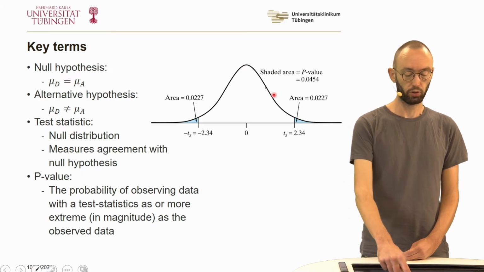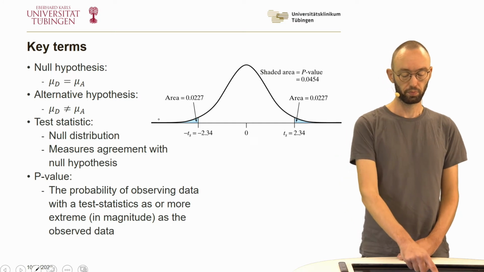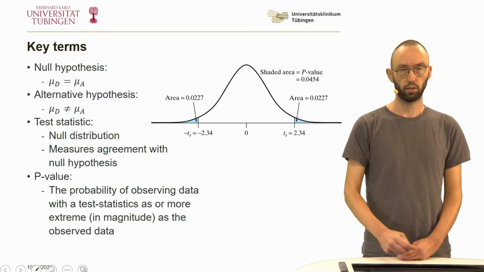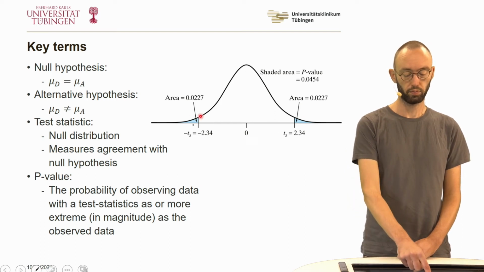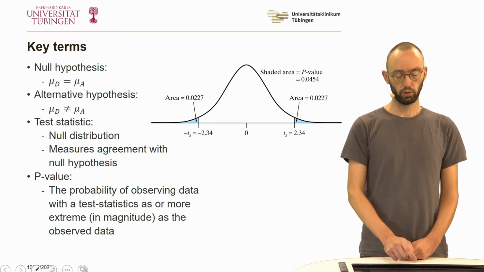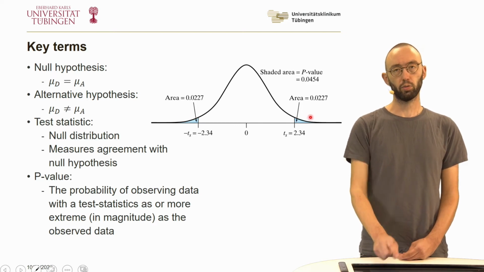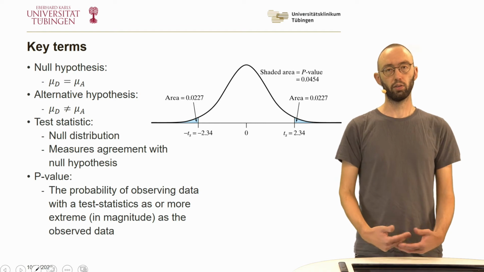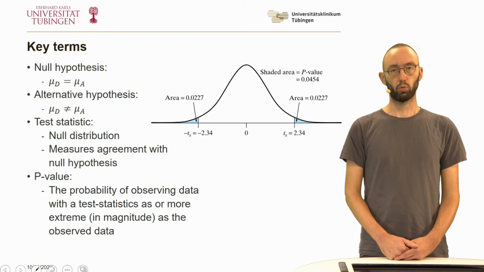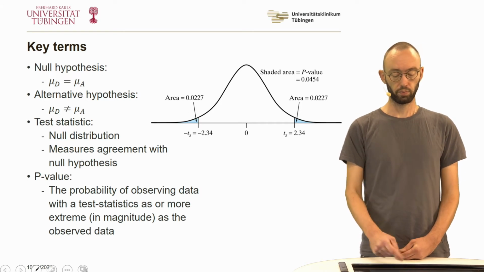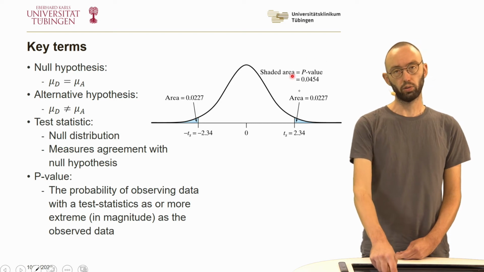This is the null distribution of the t-test. And for each data set, we observe a test statistic. And we compute the p-value as this shaded blue area under the curve. This is the probability of observing under this null distribution a test statistic as or more extreme than the one that was observed in the data. Adding these two blue areas on both sides gives us a p-value.